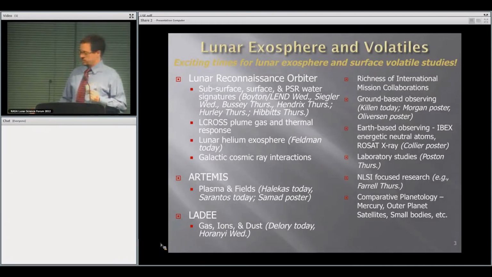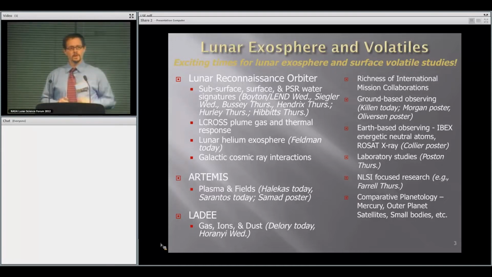We heard some great talks on Artemis and the upcoming LAD mission earlier today, so I won't dwell too much on those topics. I just want to say that these exosphere and volatile topics have broad applications throughout the solar system, and the moon is a good place to study the basic microphysics involved in these types of things.